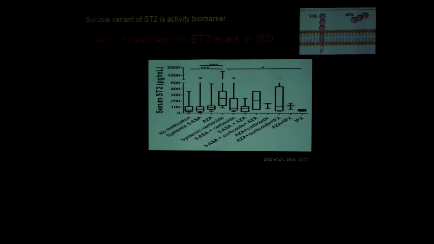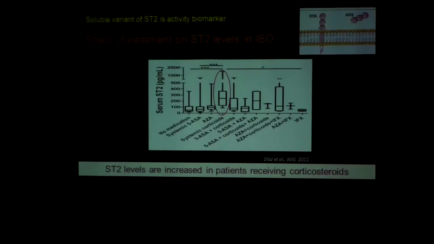After these observations, we have another, bigger cohort of patients, published in 2011, that we classified according to the different treatments and the levels of ST2. We found that those receiving systemic corticoids, as you can see in this bar, have significantly higher levels of the soluble variant of this protein in the periphery. So it looks like the treatment has an effect on ST2, mainly in those patients receiving corticosteroids.